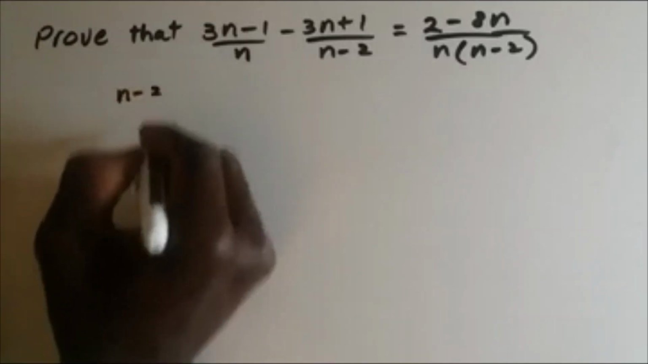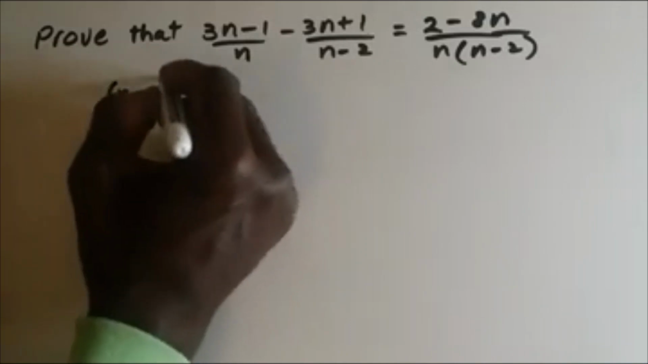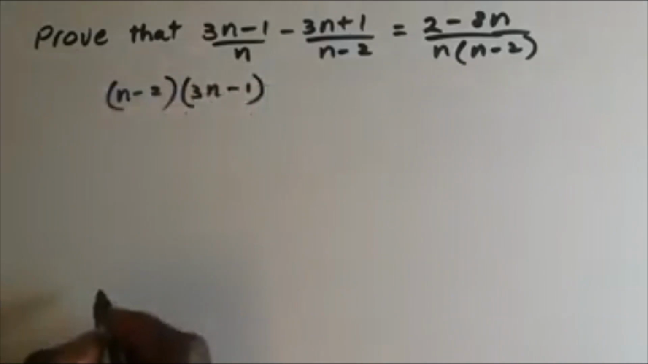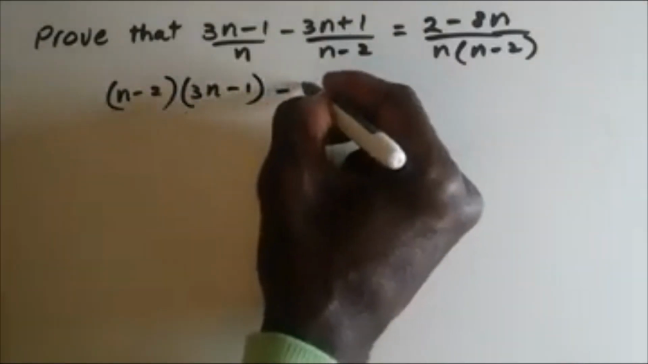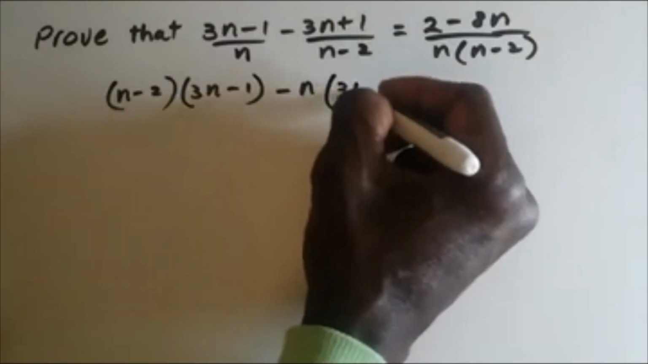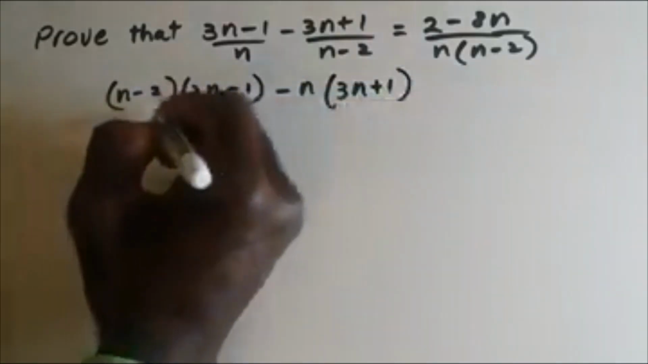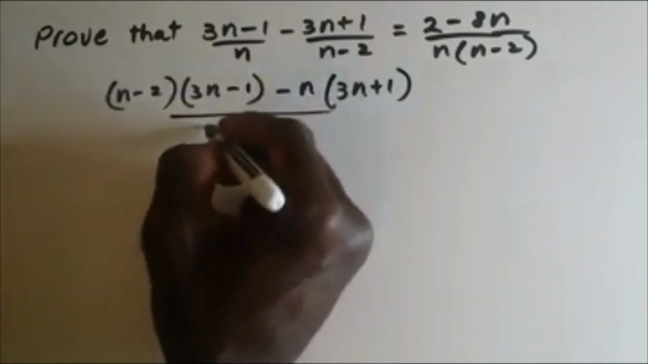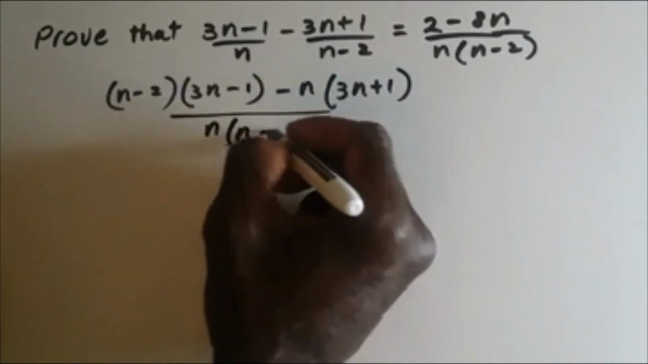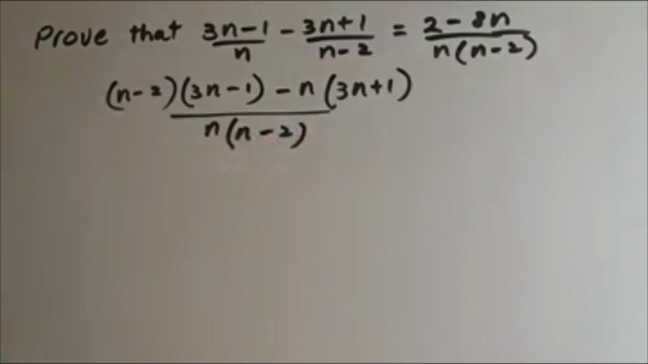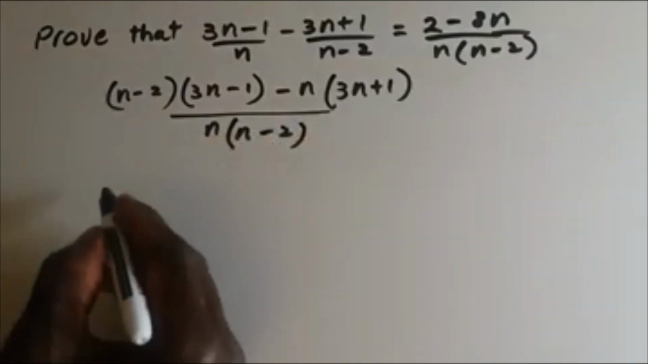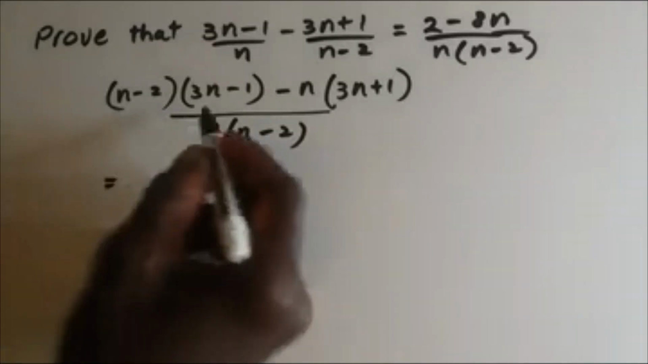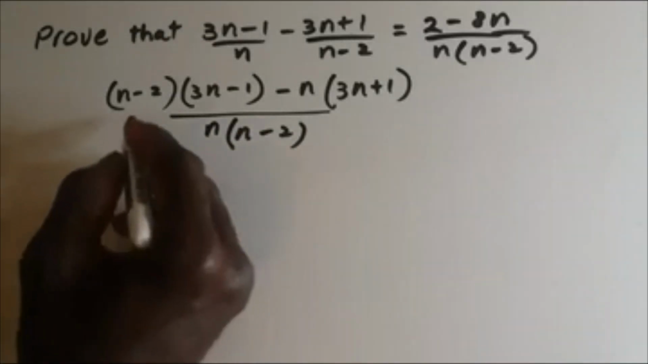So we have n minus 2 brackets 3n minus 1, and that's minus n into 3n add 1. Our denominator remains the same, but we'll actually bring them together to multiply to get n into n minus 2. We'll leave that as it is. Now we'll clear the brackets and see what we have.